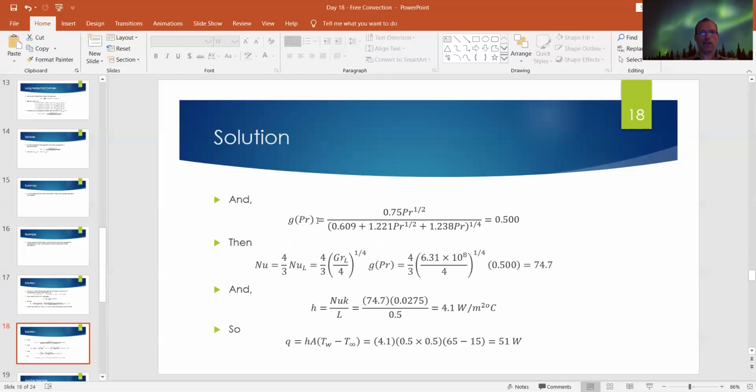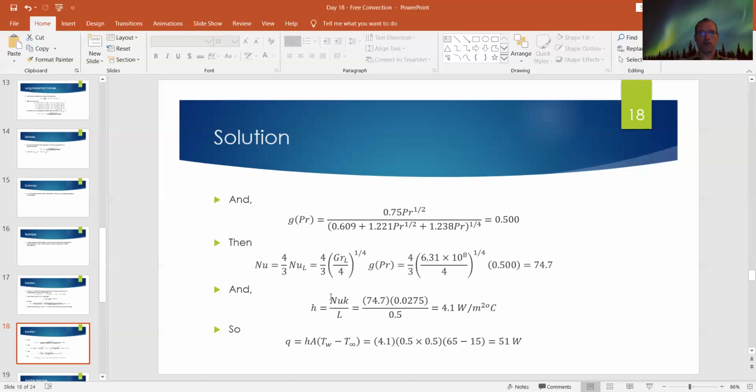So for the laminar case, I need to evaluate this weird function g for the Prandtl number, and so just sticking the Prandtl number of 0.705 into this big long equation gives me that function g of 0.5. Then I can use my Nusselt number, 4/3 times (Grashof number over 4) to the 1/4 power times this function g. So 4/3, 6.31 times 10 to the 8 divided by 4, all to the 1/4 power times this function, which was 0.5, gives me a Nusselt number of 74.7.